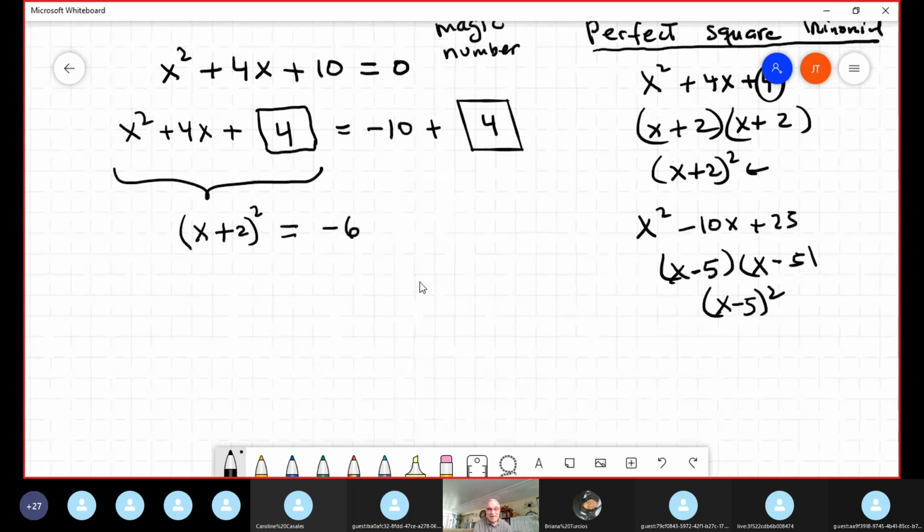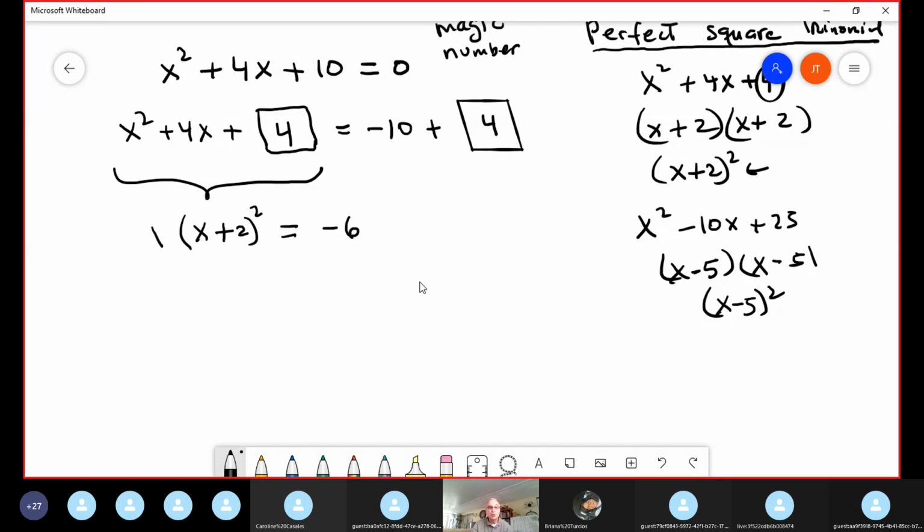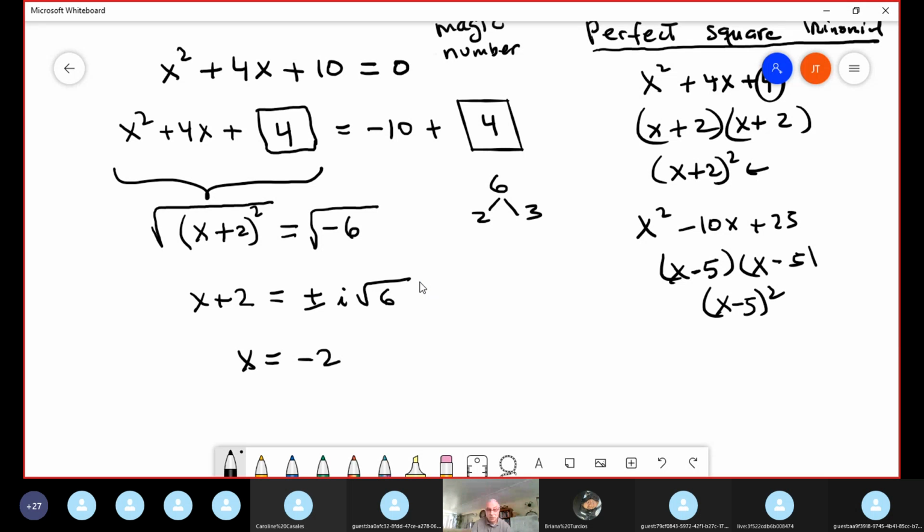Okay, now I am ready to apply the square root. x plus 2 is equal to plus or minus i radical 6. Remember it's i because it's negative. And 6, unfortunately, we cannot simplify anymore, because 6 is 2 times 3, and we have no pair of the same factor. Leave it like that. So finally, the solution for x is minus 2 plus or minus i radical 6. End of the story.